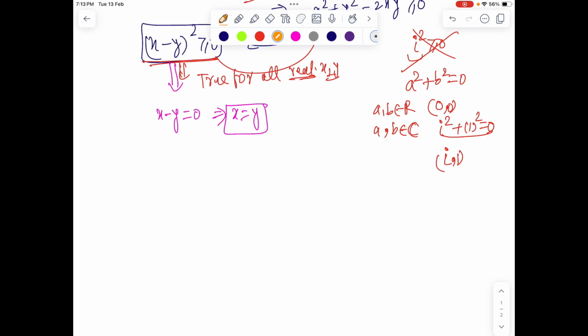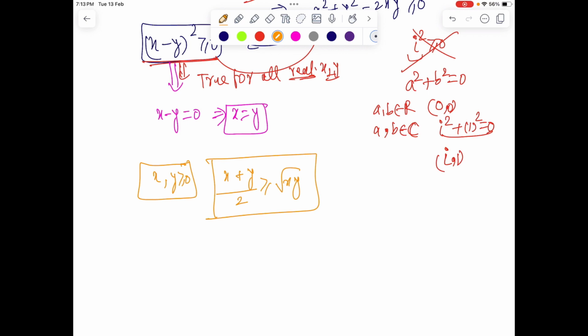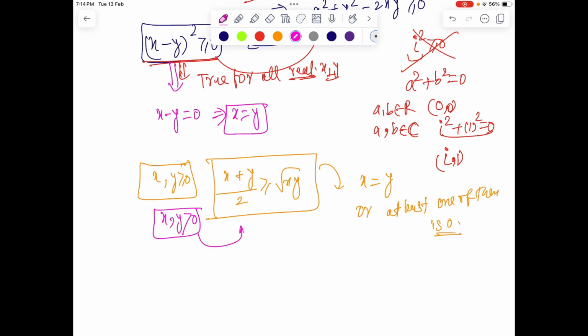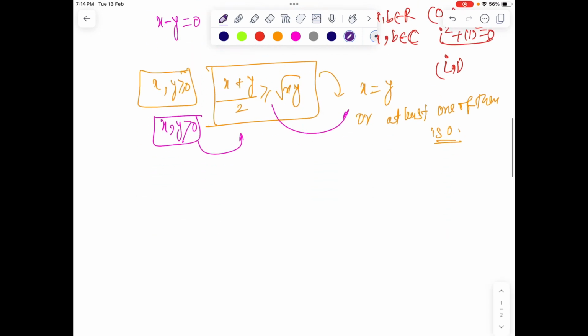Anyway, the equality case of this inequality will happen if x - y = 0, or x = y. So to conclude, for two non-negative numbers x and y, (x + y)/2 is greater than or equal to √(xy), and equality will happen if either x = y or at least one of them is 0. Since the second condition is obviously trivial, we'll mostly be concerned with strict positiveness, where equality will be achieved when x is equal to y.